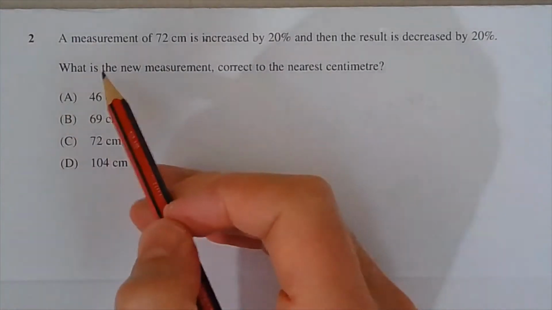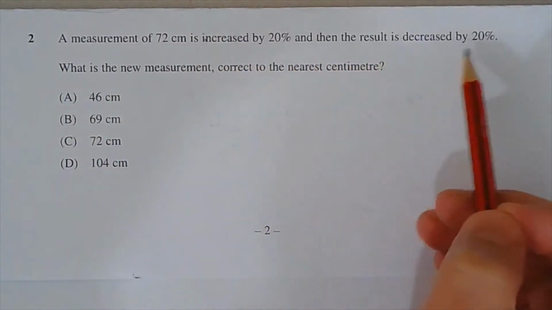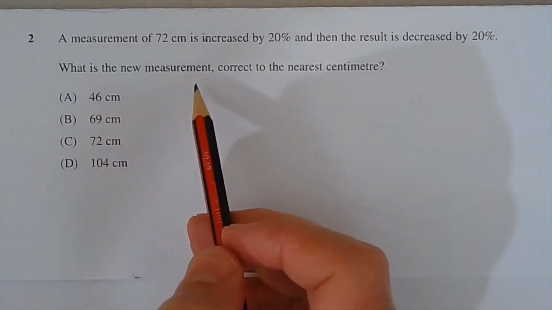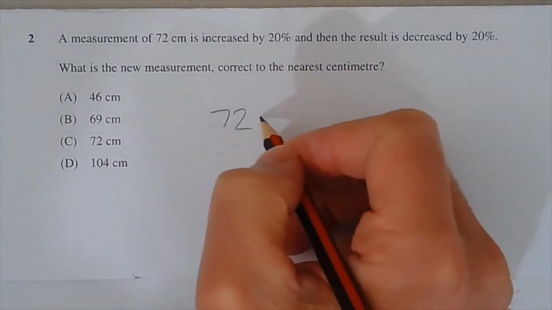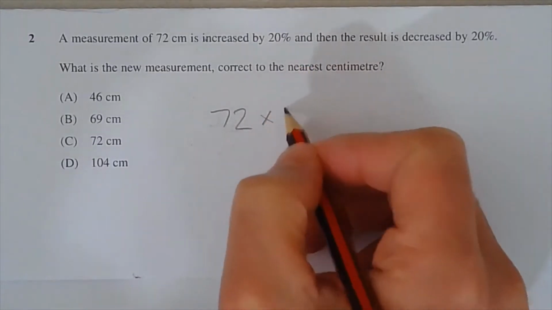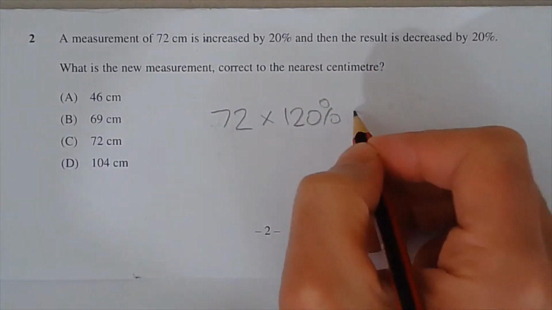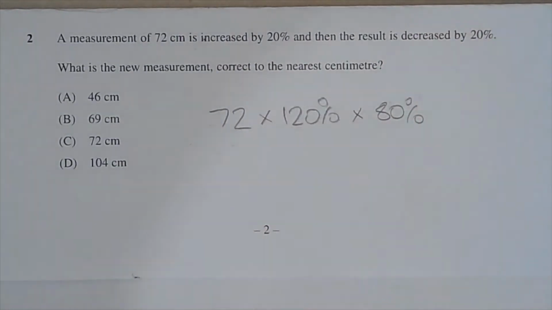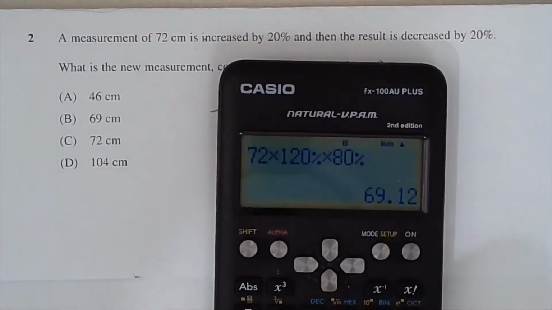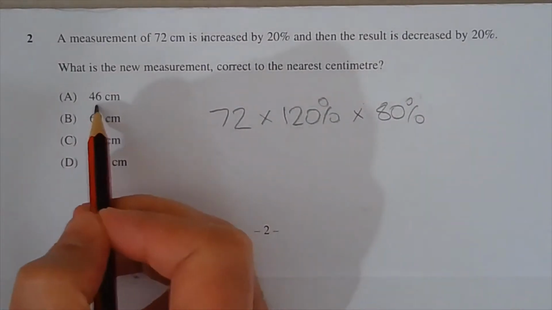Question 2. A measurement of 72 centimetres is increased by 20%, and then the result is decreased by 20%. What is the new measurement correct to the nearest centimetre? So starting off with 72 centimetres, increasing that by 20%, we multiply by 120%, and then decreasing that by 20%, we multiply it by 80%. So 100 minus 20%, which is 80%. To give us a total of 69.12 centimetres, and correct to the nearest centimetre, that'll be option B.